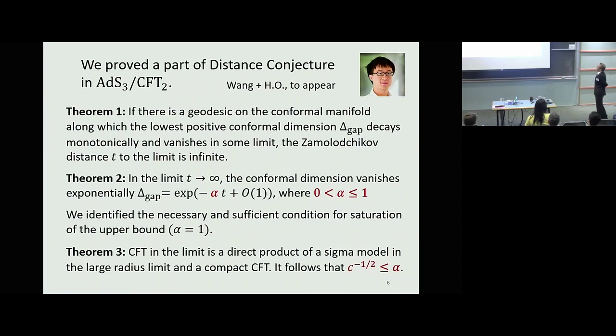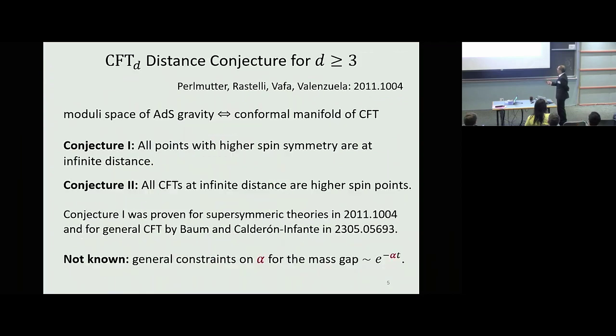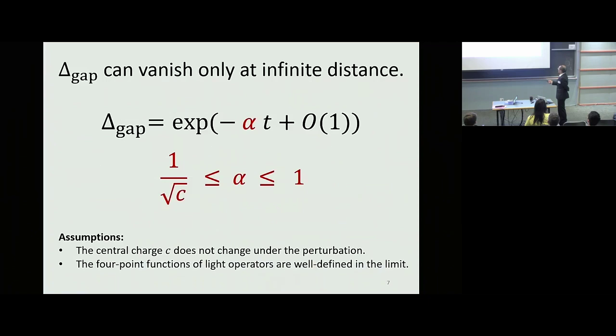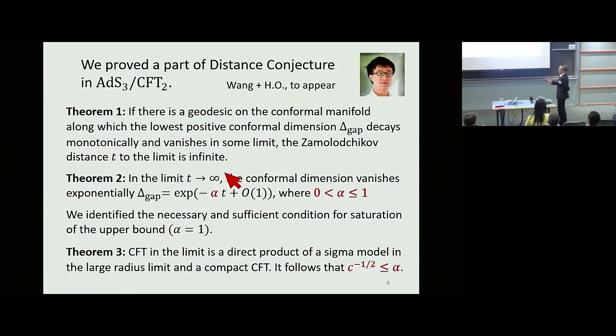The second theorem is that in that limit, the conformal dimension vanishes exponentially, like this. And this was what was conjectured by Kumran and me 18 years ago. But in this case, actually, we can prove that there is this exponential decay, and moreover, we can give an upper bound on this coefficient alpha. So I'm going to explain these 2 theorems first. And then, in fact, moreover, we can identify the necessary and sufficient condition for when this upper bound gets saturated.